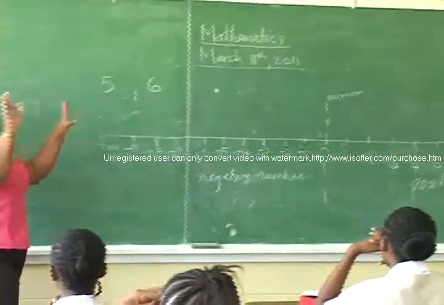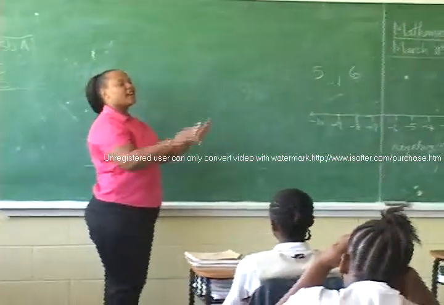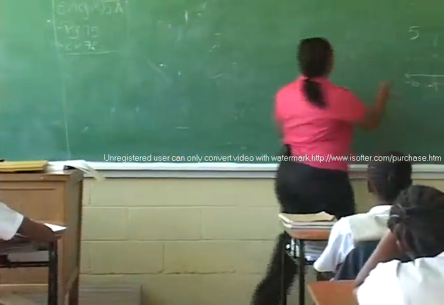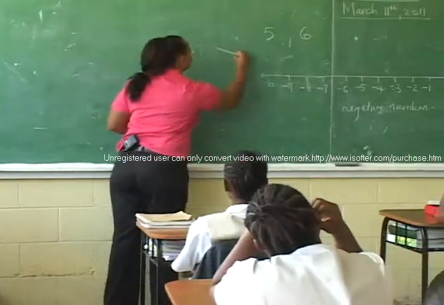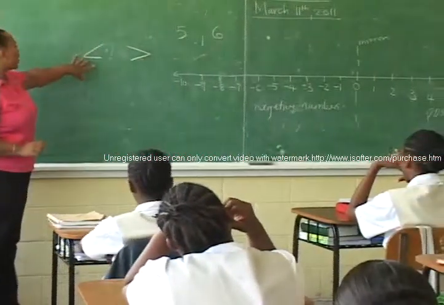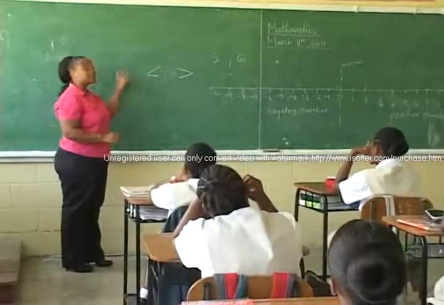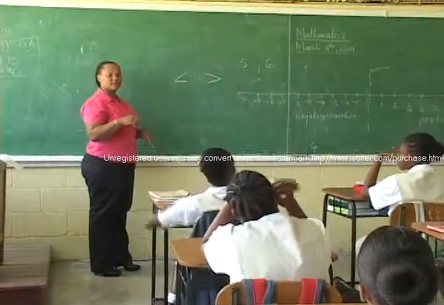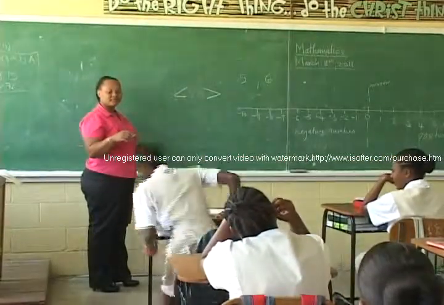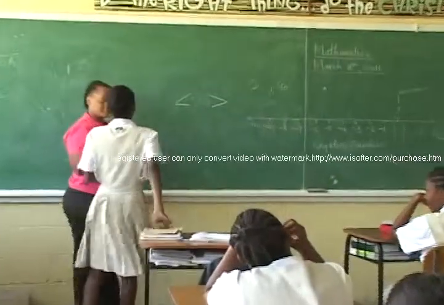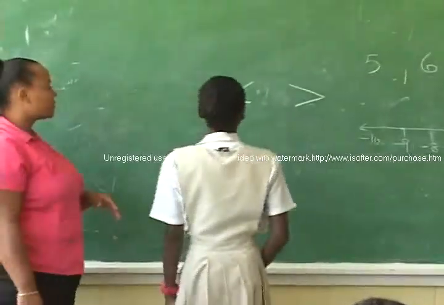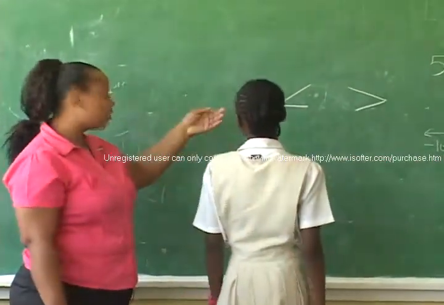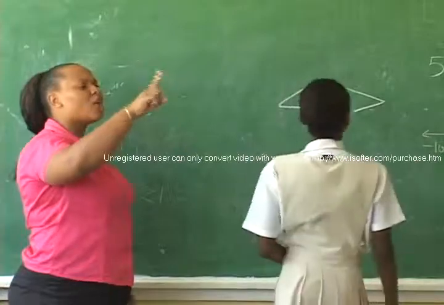Now, when you were in primary school, you learned the greater than and the less than sign. Yes? So we have the two signs. We have this one and this one. Now, which one is the greater than sign? The one on the left side. Who wants to come and tell me which is which? This is which one? Greater. That's greater.